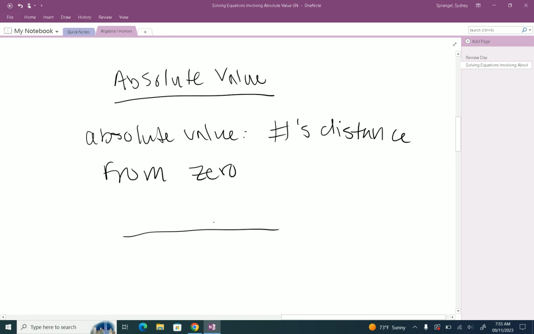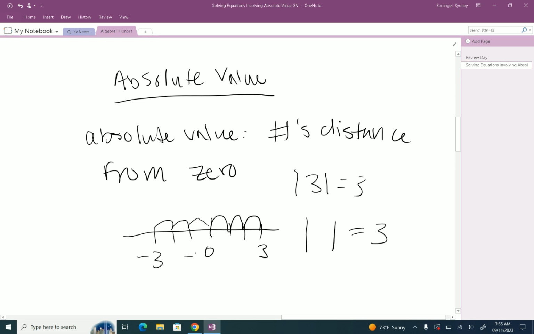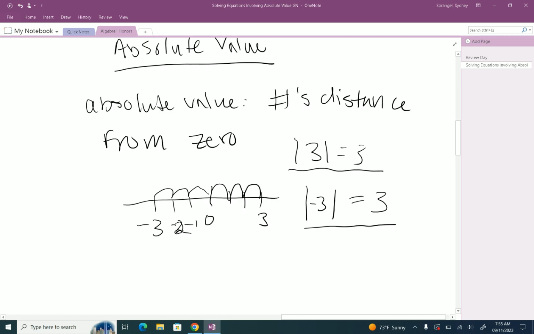So looking at a number line, let's look at the number 3. So 3 is 1, 2, 3 away from 0. So the absolute value of 3 is 3. And anytime you see 2 bars like this, that means absolute value. So another number whose absolute value is 3 is going to be 1, 2, 3, negative 3. So we've got the absolute value of 3 is 3, and the absolute value of negative 3 is also 3.